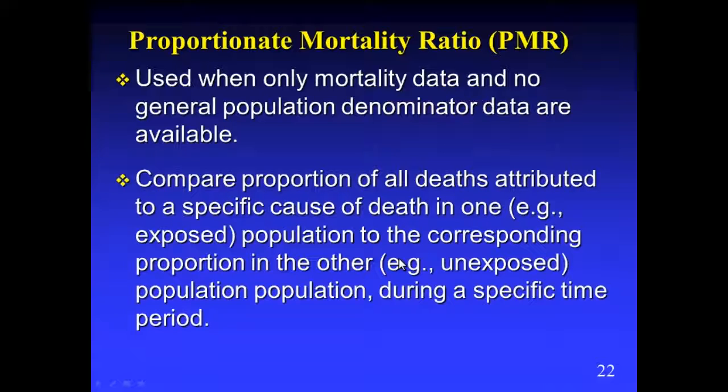And so when we calculate a proportionate mortality ratio, we are comparing the proportion of deaths attributed to a specific cause of death in one population to the proportion of deaths caused by that same specific cause of death in the other population. Usually the other population would be our reference population, which might be, say, an unexposed group. And this would be, in both cases, relative to some specific time period in which the deaths occurred.